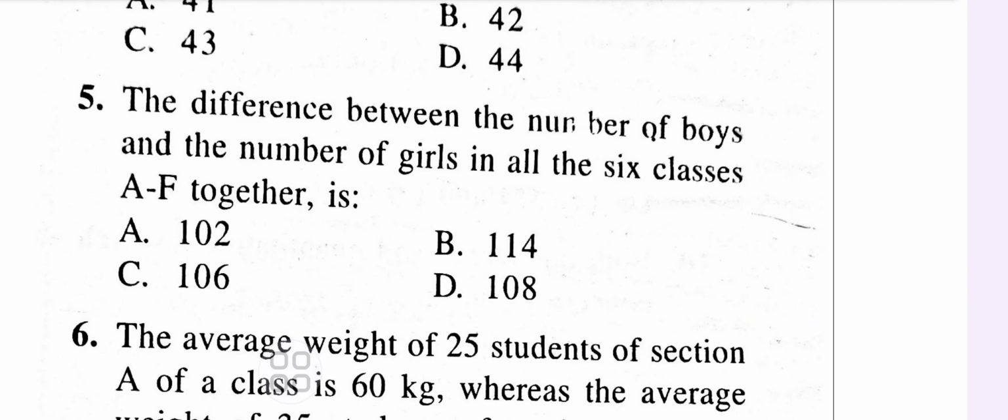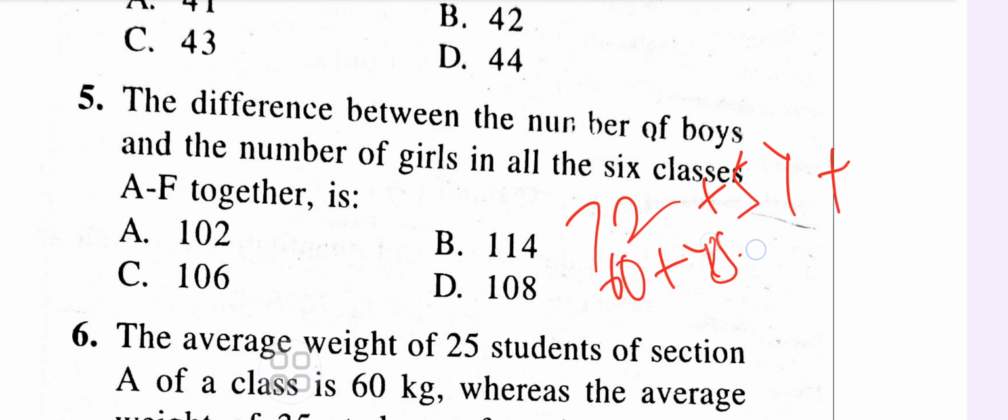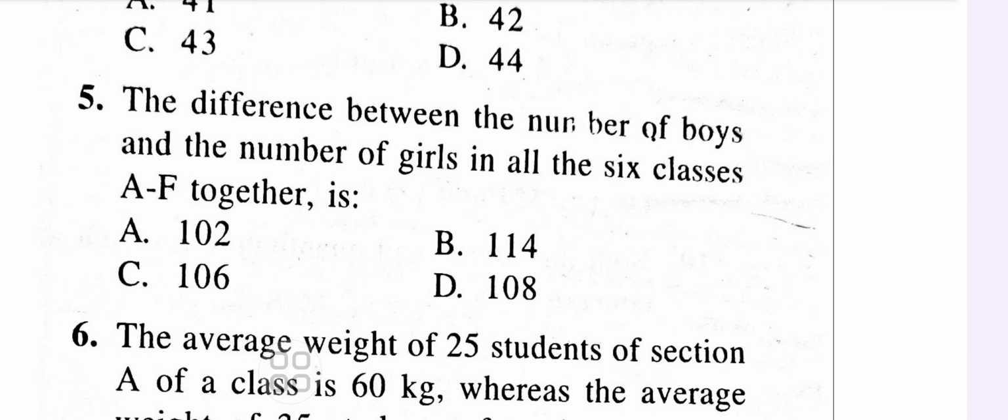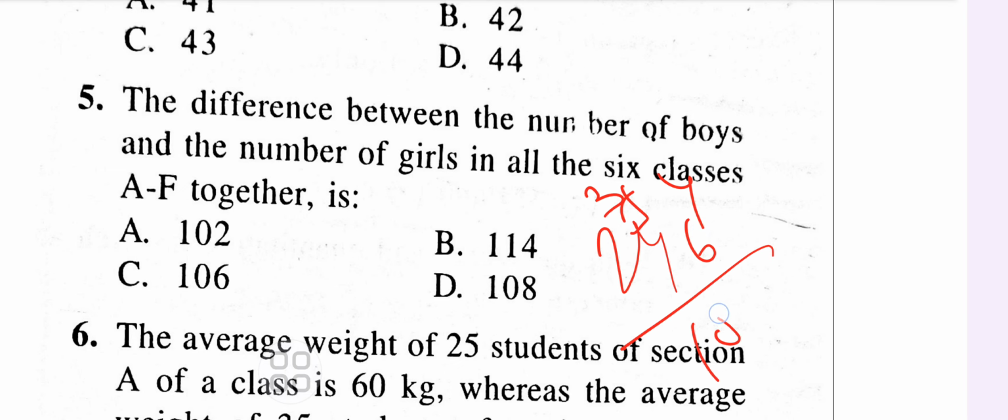Now the difference between number of boys and the number of girls in all the 6 classes A to F together will be, total number of boys we will find out: 72, 54, 60, 48, 72, 48. Total is 354. So total number of girls in all classes is 246. Subtract it from 354, it will count to 108. So the answer will be 108.